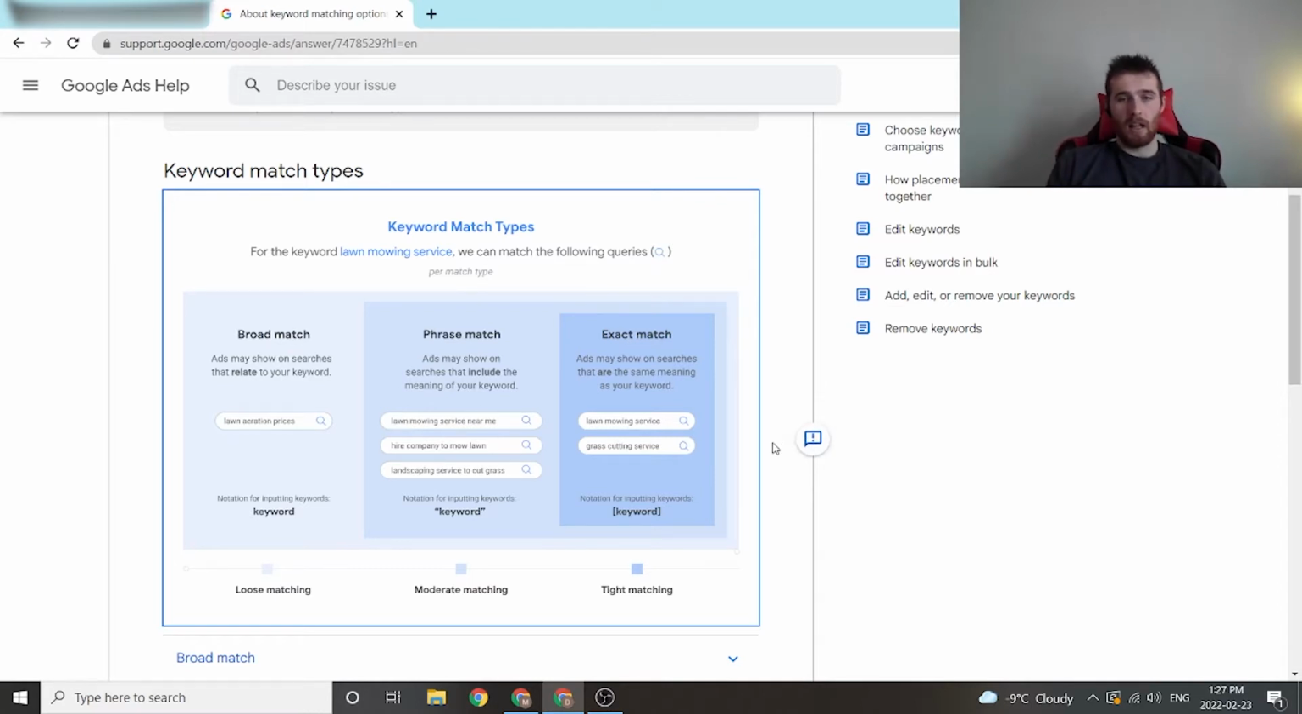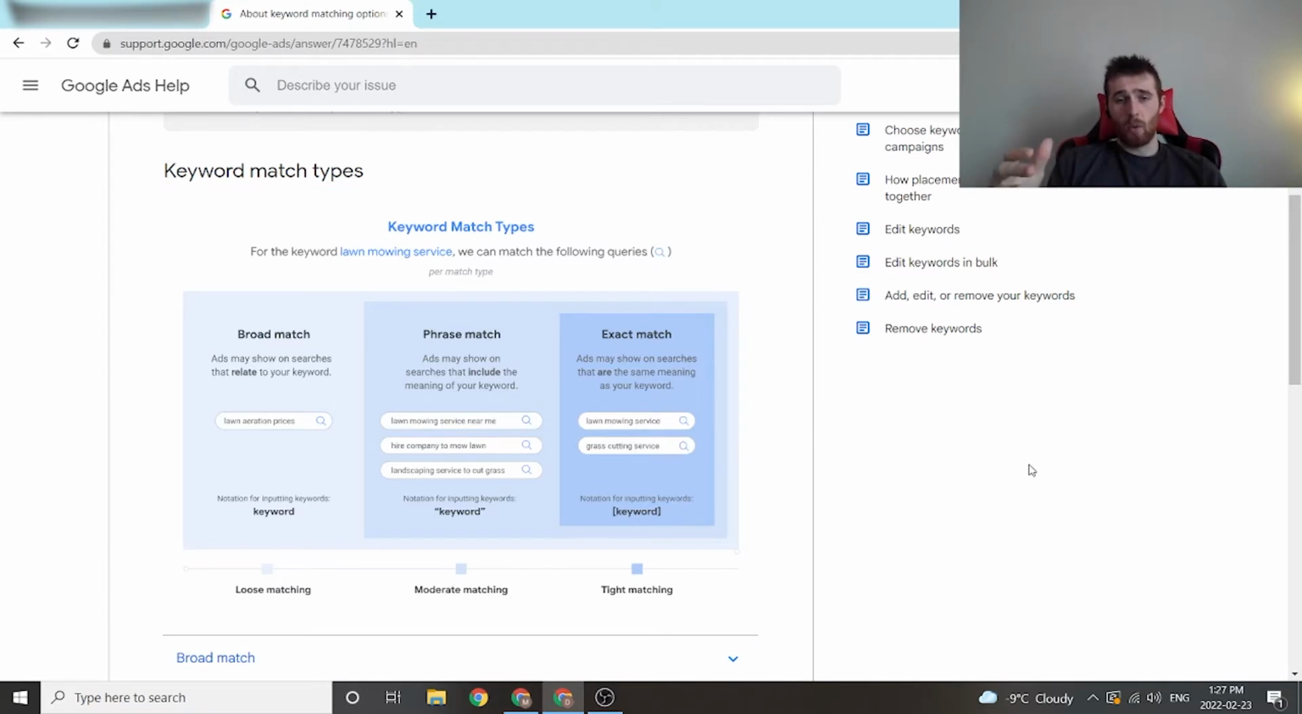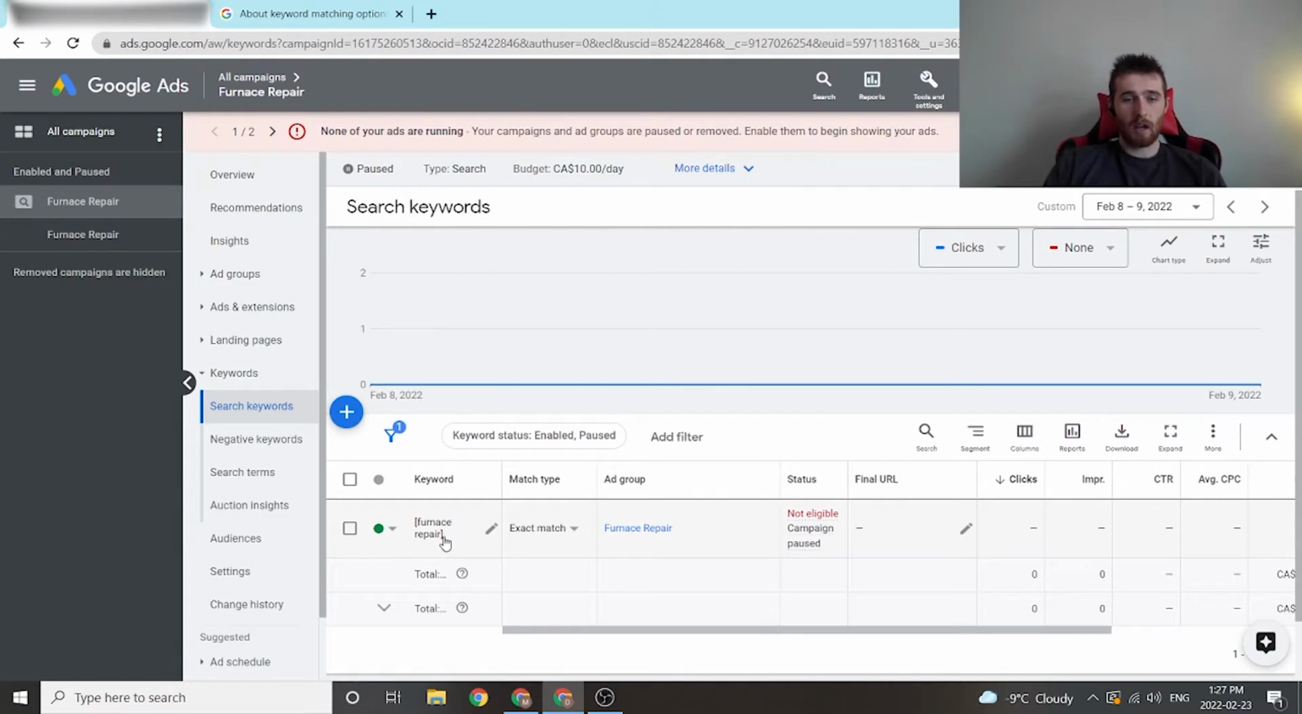Now it's a lot less stringent and a lot more lenient. So when you type in lawn mowing services, you could also pop up for grass cutting services, things very relevant to the ad. It's very specific, but it can have altered meanings when you use this type of keyword. When you're using this keyword, you have to put brackets around it in order for it to apply. So in here, we see the actual brackets around furnace repair, and it is under exact match. That's how you know it's being used with that match type.